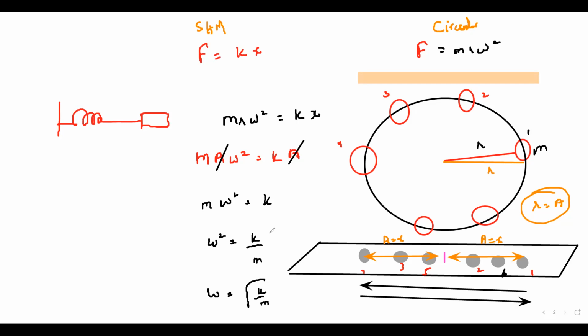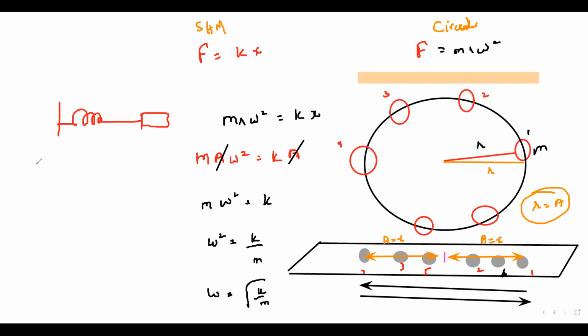So when an object is performing a simple harmonic motion and is attached with a string, wire, or a spring, at that time the angular speed is given by the square root of k divided by m. Now, how to get the time period?